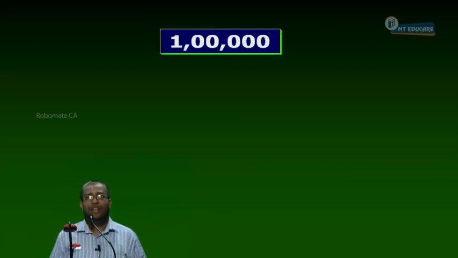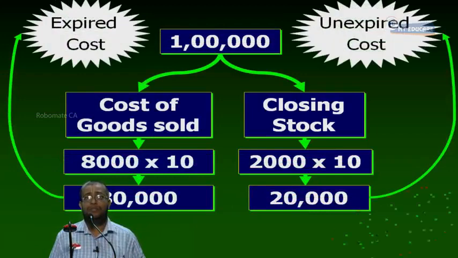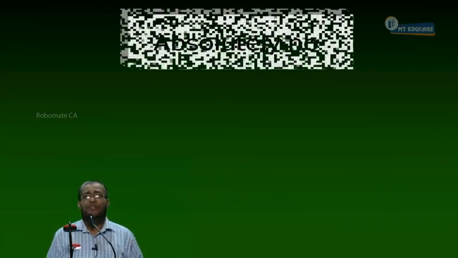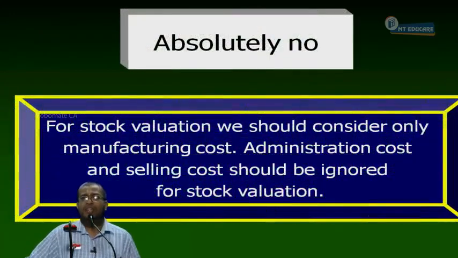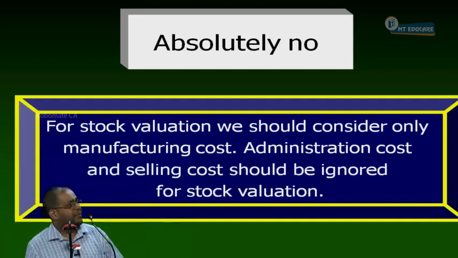Now, let me go for the further discussion. Now, is this right or wrong? This is wrong. So, absolutely no. For stock valuation, we should consider only manufacturing cost. Administration and selling cost should be ignored for stock valuation. Now, let me go for the next stage.